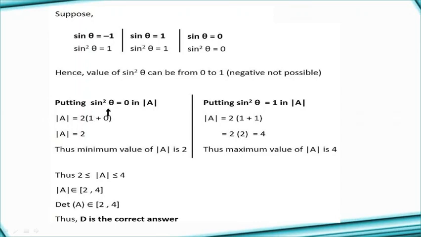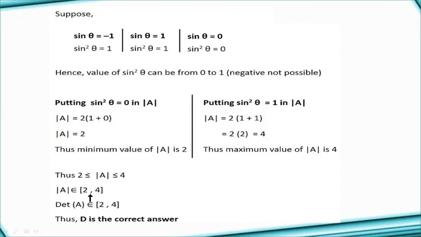Now putting sine square theta equal to 0 in determinant A and sine square theta equal to 1 in determinant A. So it is 1 plus, it was sine square theta, so now it is 0. So it is 2 into 1 plus 0, 2. And here 1 plus 1, 2 into 2, 4. So the minimum value of determinant A is 2 and the maximum value of determinant A is 4. So we can say that the value of determinant A lies from 2 to 4, or in other words in the interval form if you want to write down we can write this way. Determinant A belongs to this closed interval 2 and 4.